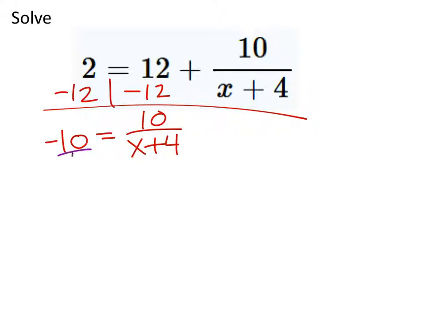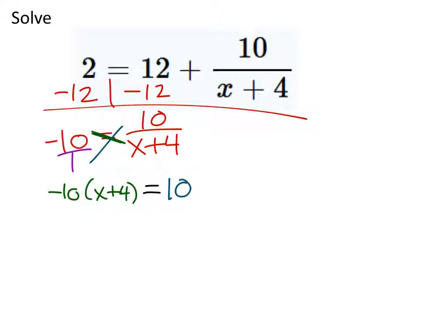I mean, if you want to look at that as negative 10 over 1, then we can solve this just like we would any regular proportion, right? So going back to cross multiplication on this, I've got negative 10 times x plus 4, and this should equal 1 times 10. I'm just going to put 10 right there.